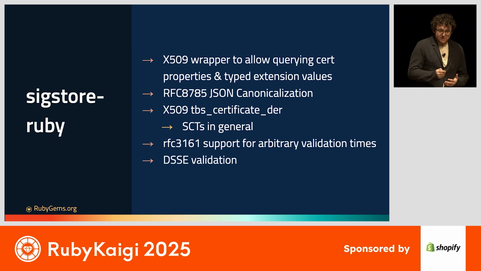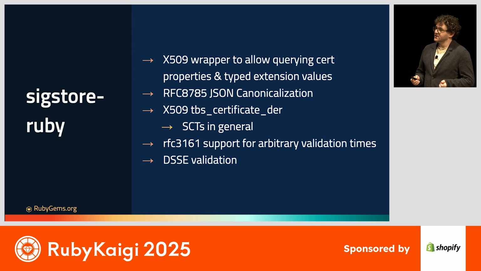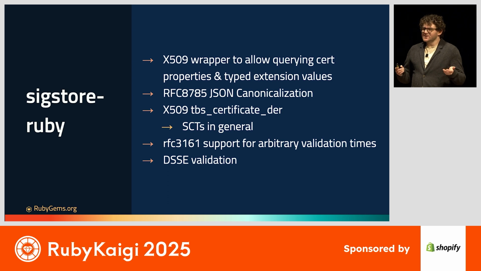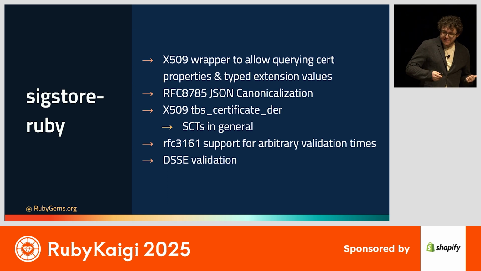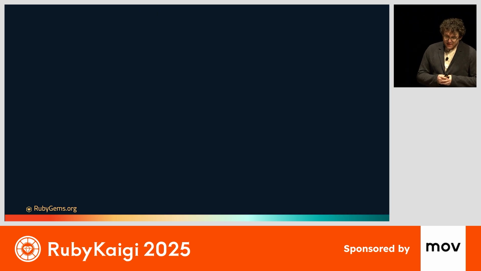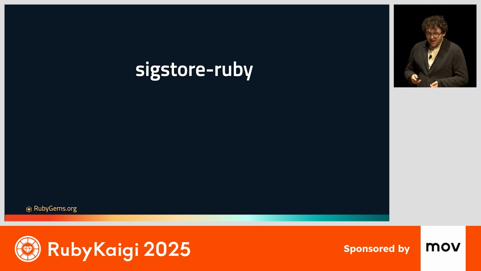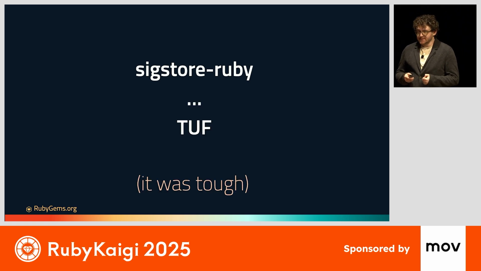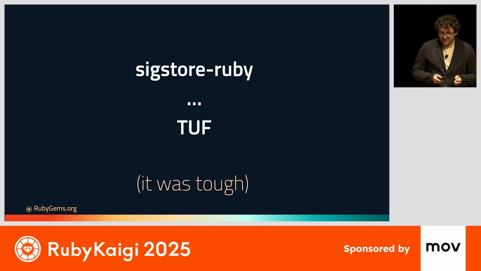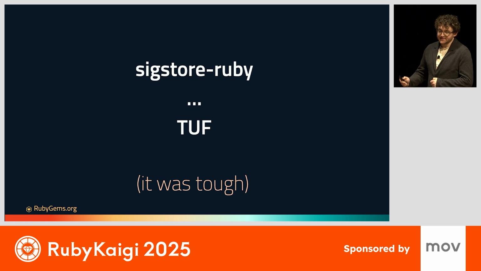RFC 3161 support. Support for DSSE, which is something simple, dead simple security envelopes, I think is what DSSE stands for. Not that dead simple. I had to implement an entire TUF client, and it was tough to do that. And inside of TUF is where I got to implement the second JSON canonicalization scheme.